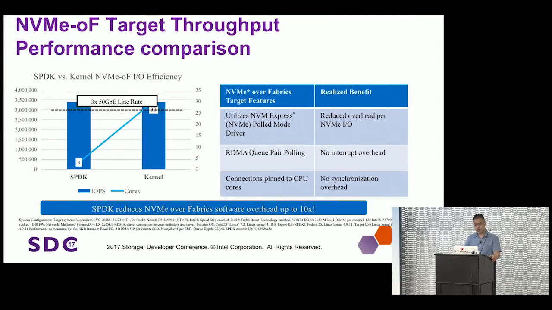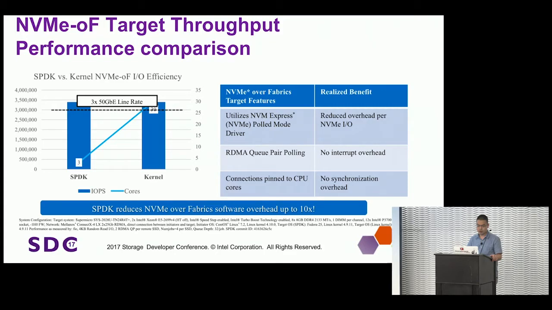And this page shows the throughput comparison between the SPDK NVMe over fabrics target and the kernel NVMe over fabrics target. Let's see the diagram on the left. We can see that both SPDK and the kernel can achieve the network bandwidth. There are three Mellanox cards with 150 gigabit per second line rate, and both the kernel and the SPDK NVMe-oF target can achieve that. But for the core utilization, SPDK only uses three cores, but the kernel uses 30.